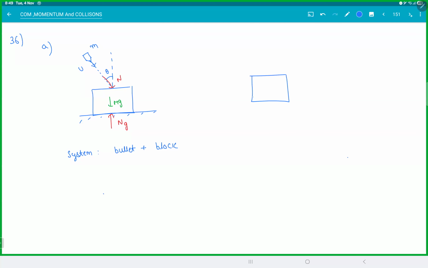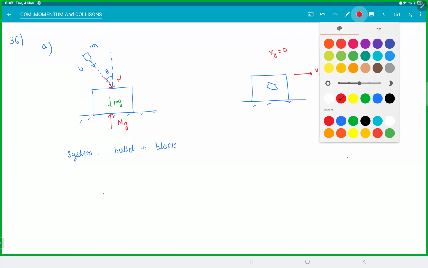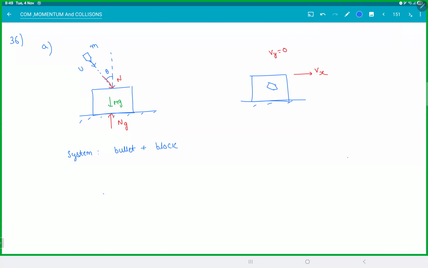So after collision, the bullet gets stuck. And it is given in the question, it will not lose contact. That means there is no vertical component of velocity, but the system is horizontally moving. Now, how did that happen? Don't worry about it. The ground is taken care of. So your system is bullet plus block. Since there are no horizontal forces, horizontal momentum is conserved. Vertical momentum is not conserved.